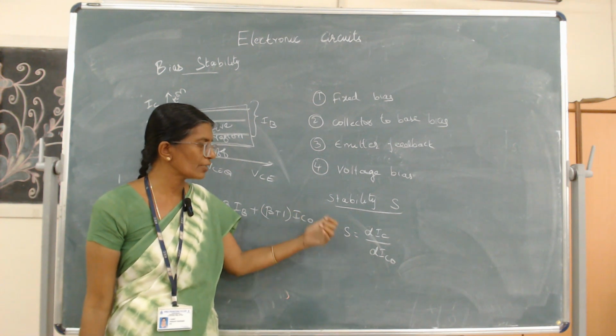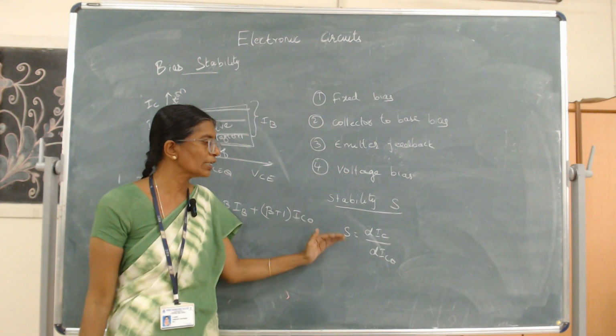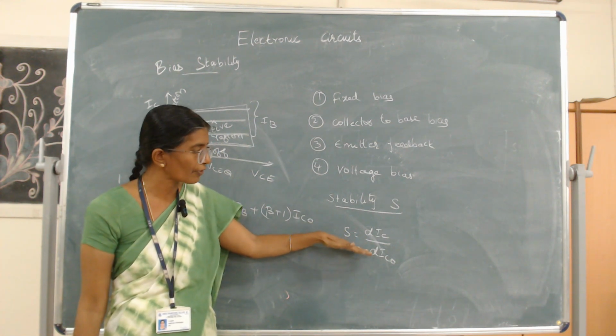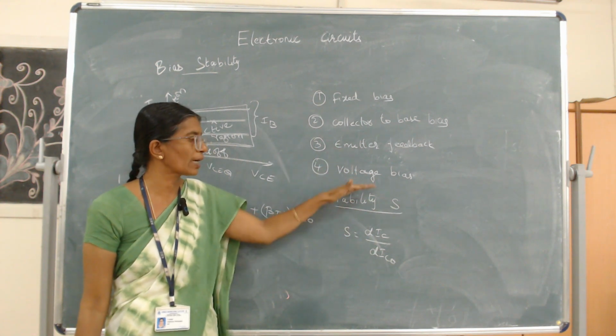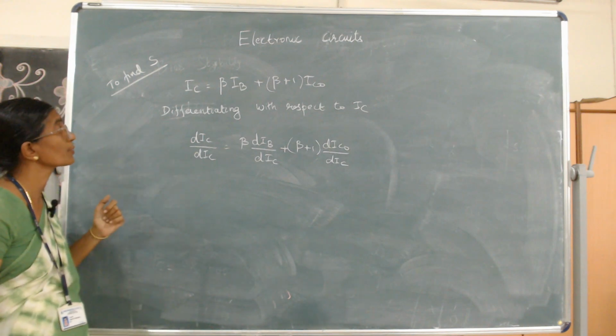So for a good transistor circuit, the stability factor should be minimum. This stability factor will vary for the different biasing circuits, and we will be deriving the equation for S, and what S values we will have for the different biasing circuits, that we will be discussing now. So we will see how to find the stability factor S.